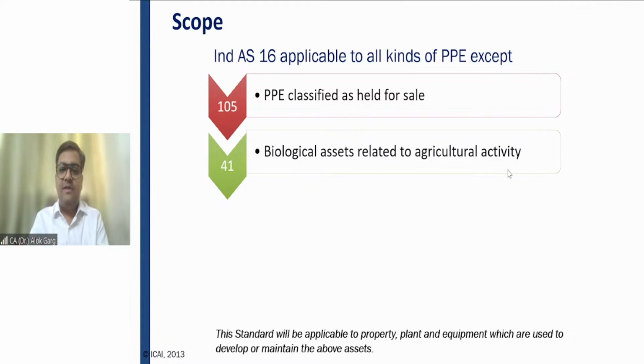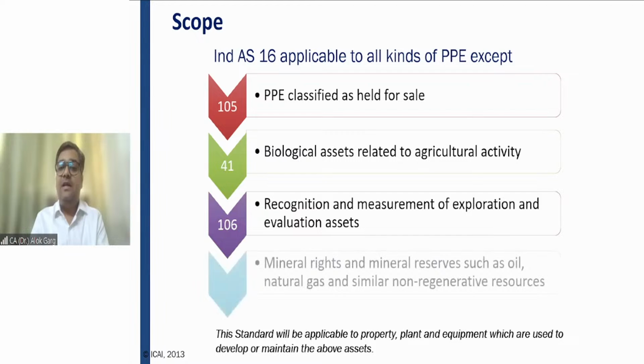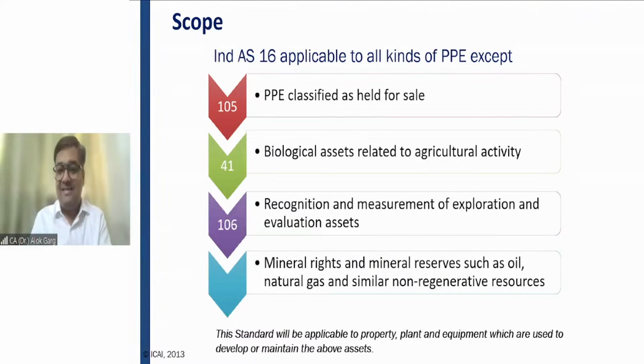The third one, which is recognition and measurement of exploration and evaluation assets. Recognition and measurement of exploration and evaluation assets means, for example, Adani is into mining business, Vedanta is into mineral resources business, right? So these companies are digging mines and extracting mineral ores, right? So that recognition and measurement of exploration and evaluation assets is covered under Ind AS 106.